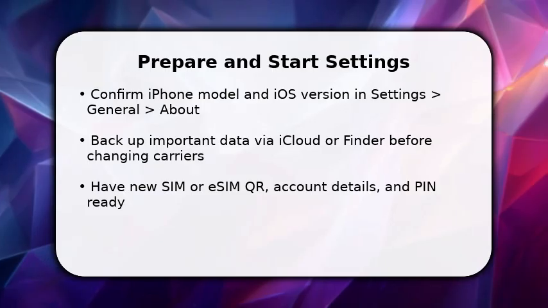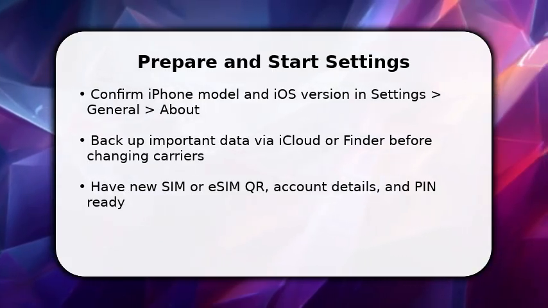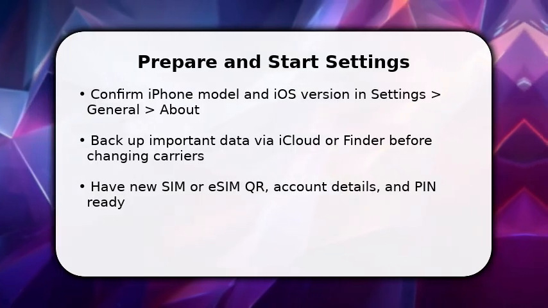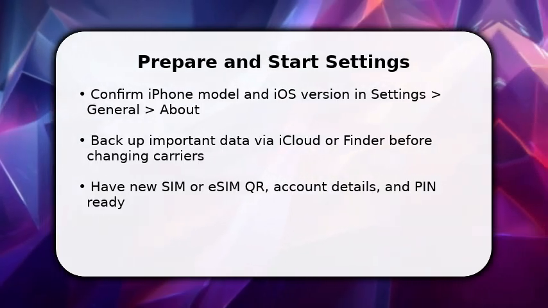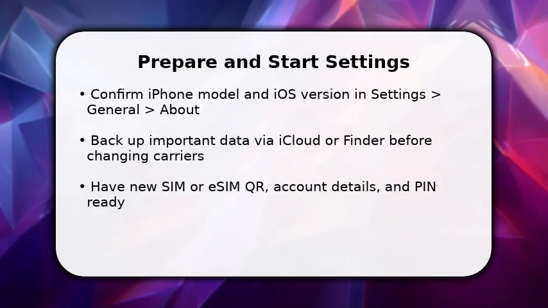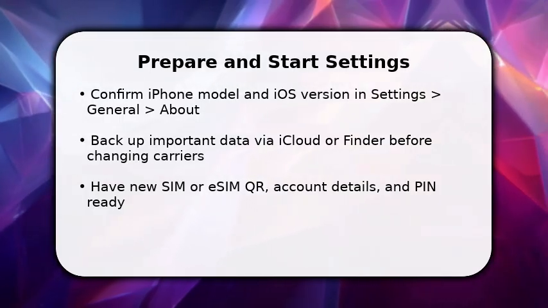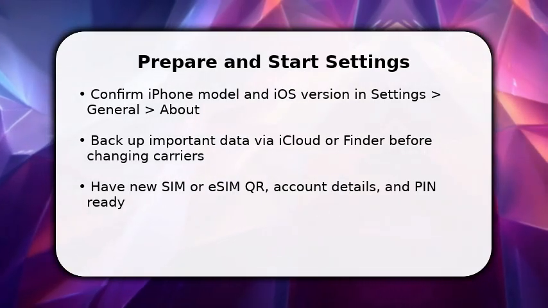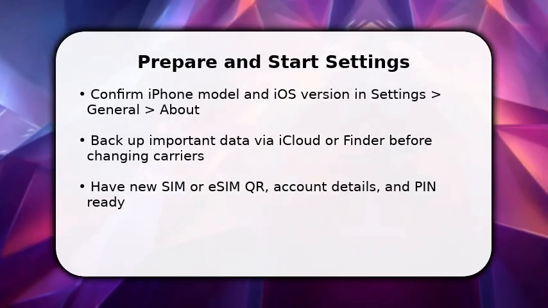You begin inside Settings so you can act immediately. Open Settings and go to Cellular. Once done, confirm your current carrier and whether you use a physical SIM or eSIM so you pick the correct path. Make sure you have the new carrier's activation code or QR and your account credentials at hand. You're doing this now to avoid mid-process lockouts.